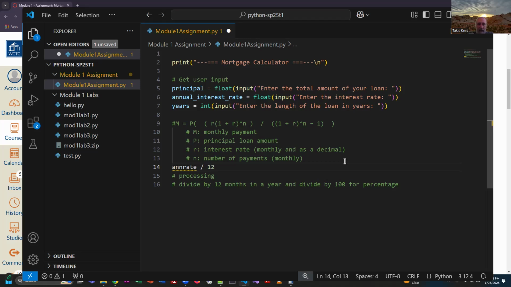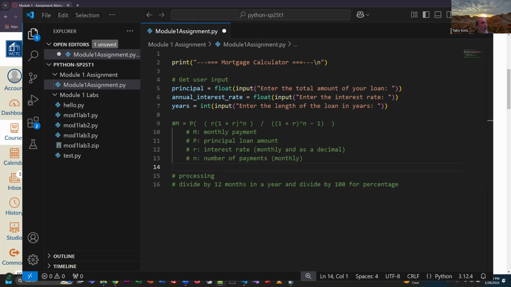But keeping in mind that somebody typed in 5 for the annual rate, well, I still have to multiply that by 100. So I would also take the divisor and multiply it by 100. And if you do the math on that, it works out to 1200. So this is where my formula is coming from, if you're wondering.